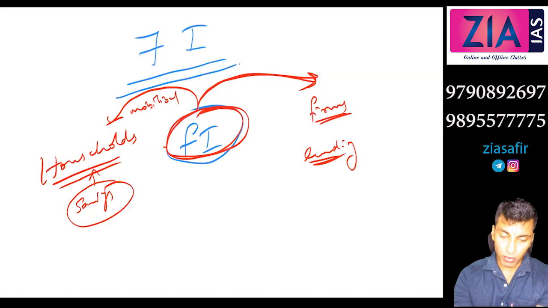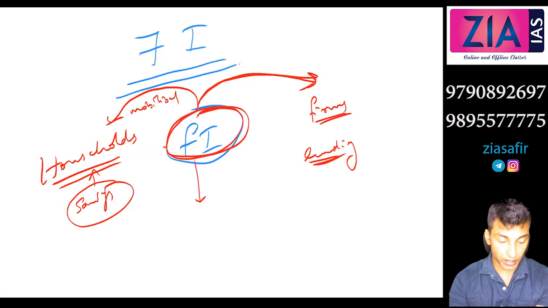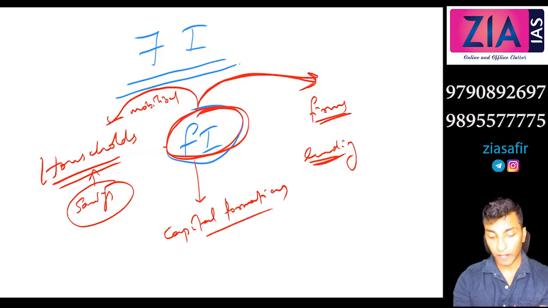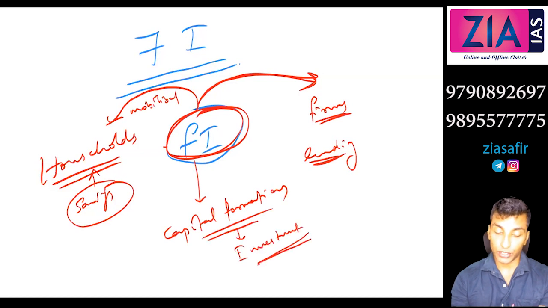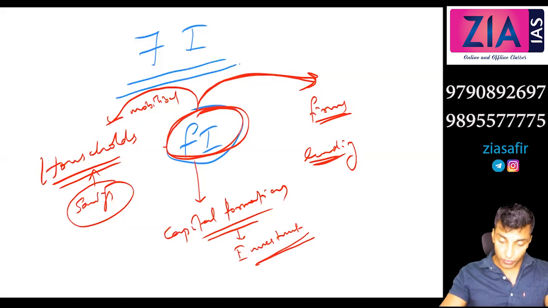So financial institution is nothing but the intermediary. The main job of financial institution is promotion of capital formation. What is capital formation? Capital formation is nothing but the investment only. So the main role of financial institution is to promote investment by acting as intermediary between households and the firms. They mobilize the savings of the households or public for the investment of the firms.